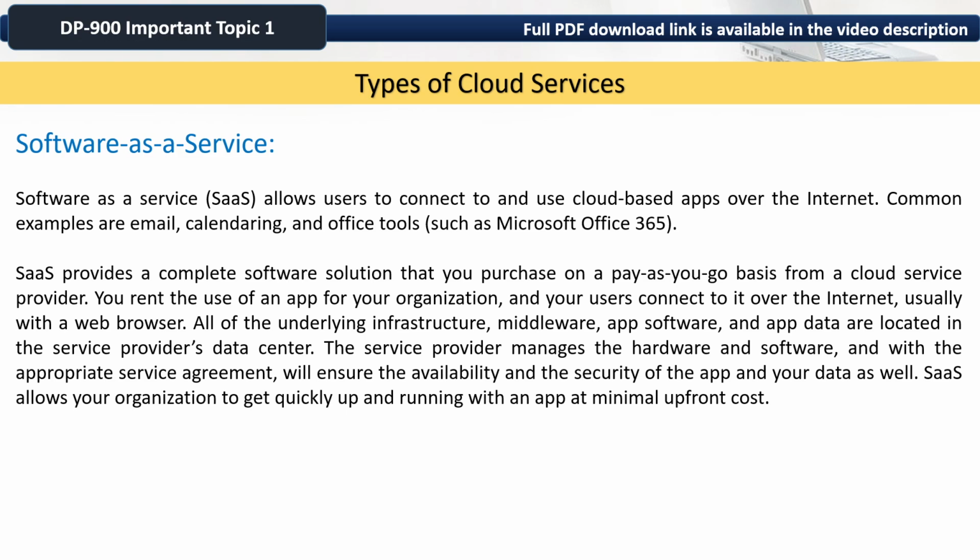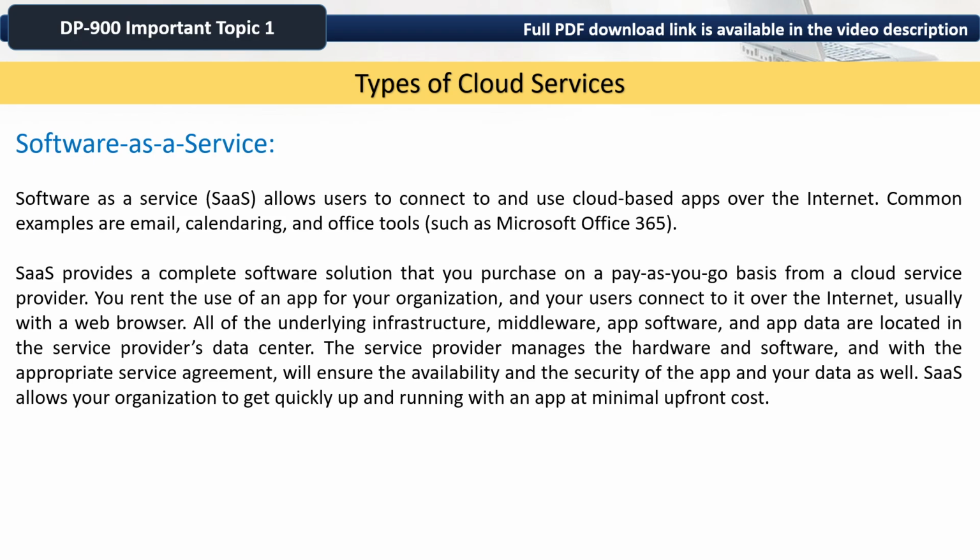About software as a service, it allows users to connect to and use cloud based apps over the internet. Common examples are email, calendaring, and office tools. SaaS provides a complete software solution that you purchase on a pay as you go basis from a cloud service provider. You rent the use of an app for your organization, and your users connect to it over the internet, usually with a web browser.